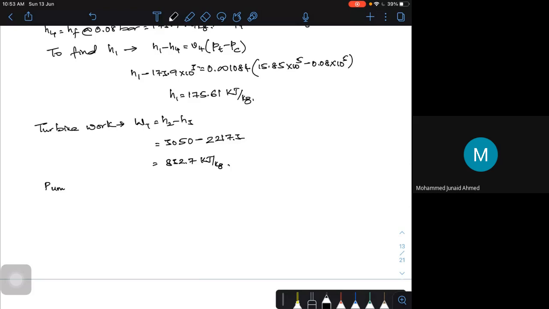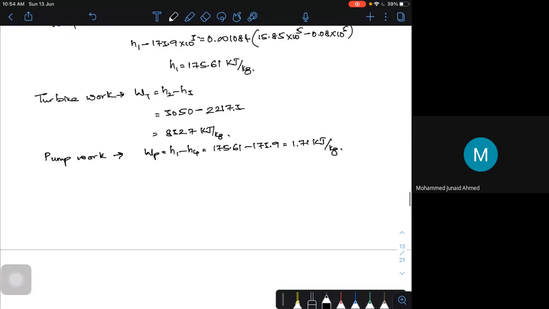The pump work WP is equal to H1 minus H4, which is 175.61 minus H4, which is 173.9. 175.61 minus 173.9, I'm getting around 1.71. In the previous problem, we got around 1.9. So here I'm getting around 1.71.